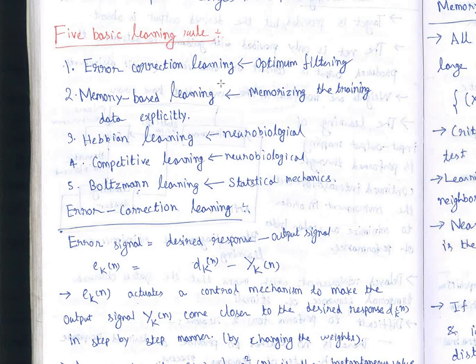Five basic learning rules are error correction learning, used for optimum filtering; memory-based learning, used for memorizing the training data explicitly; Hebb learning, a neurobiological type; competitive learning; and finally, Boltzmann learning, which is a statistical type.